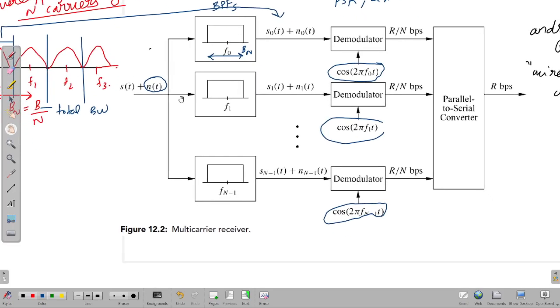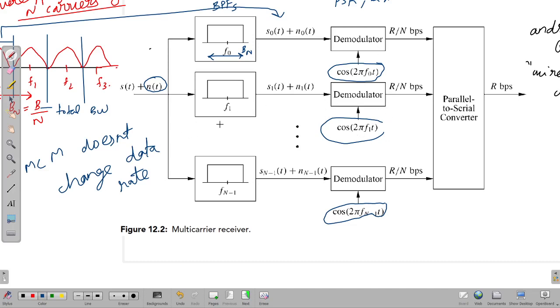One point you want to note is that this multi-carrier communication, MCM, doesn't change the data rate. That is something you have to keep in your mind. You have more than one carrier, but the data rate is not changed.